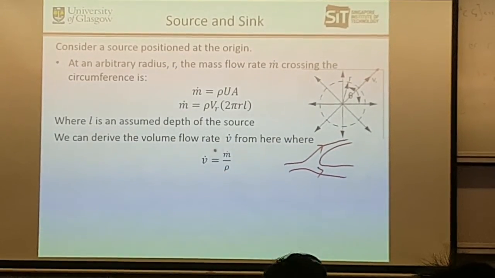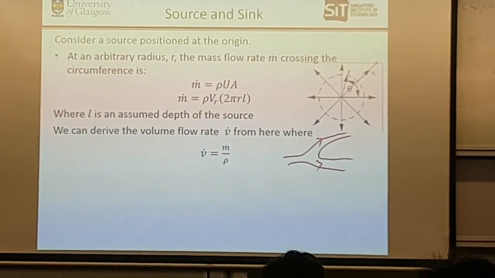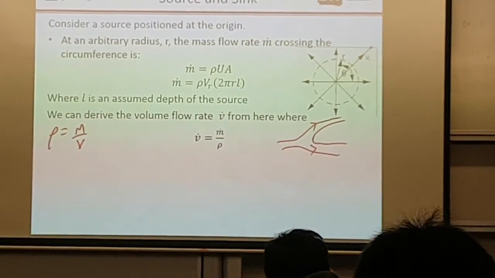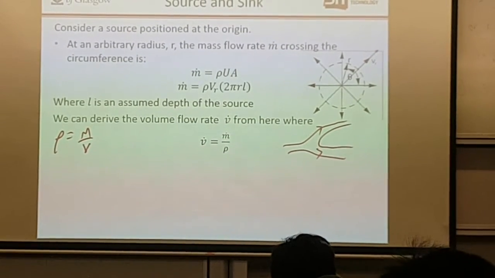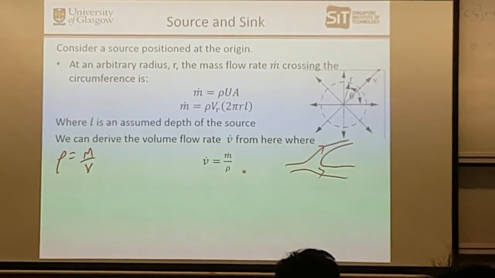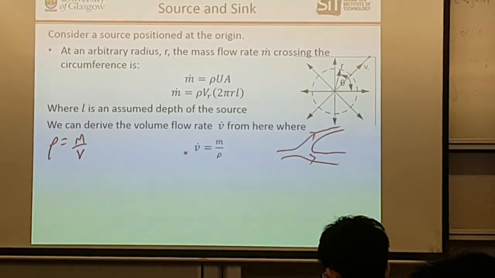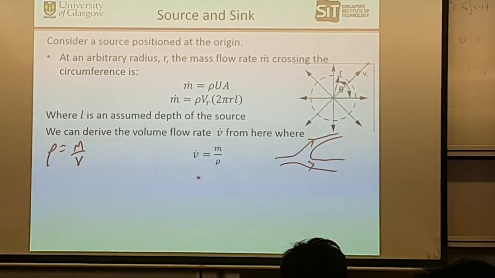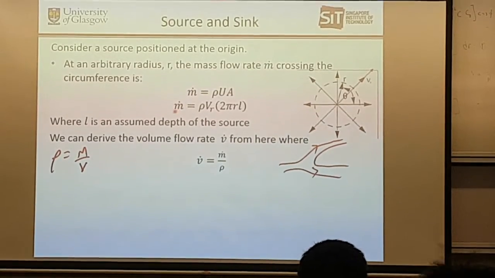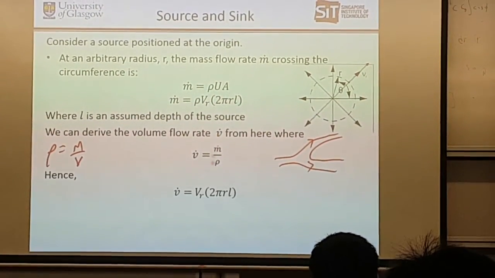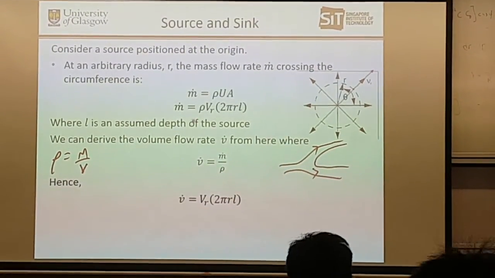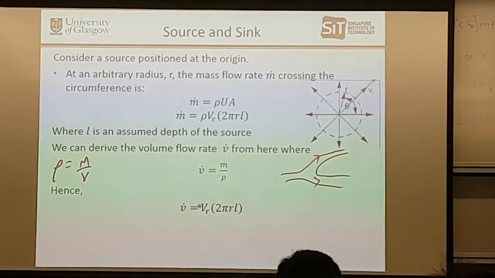Can you understand where this comes from? This equation is from the definition of density as mass over volume. That's why volume is mass over density. So instead of writing my equation in terms of mass flow rate, I can just change this now into an equation that is volume flow rate. What's the difference between these two? It's just the density that's divided, that's all.